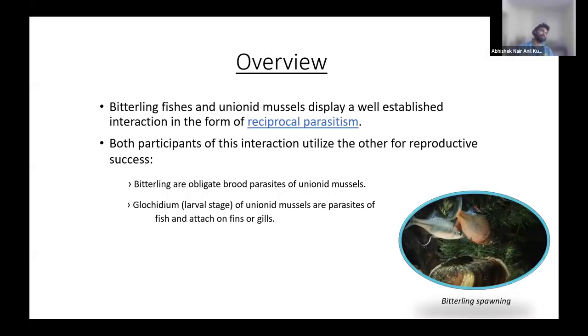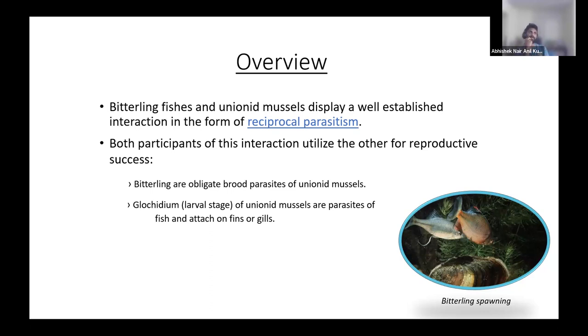As an overview, I study bitterling fishes and unionid mussels, which display a very interesting interaction, classified as reciprocal parasitism. Here, both participants use each other for their own reproductive success.